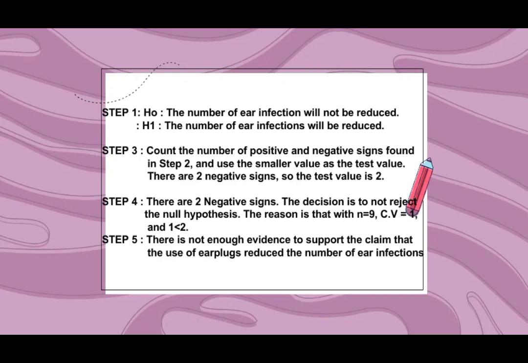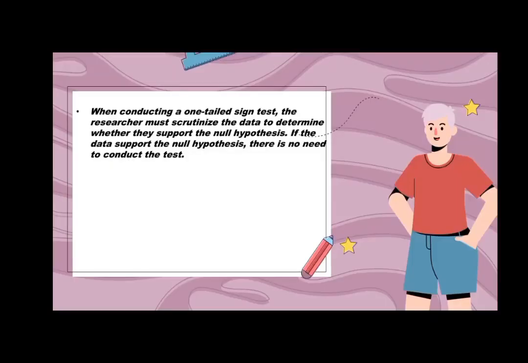For step 3, we have to count the positive and negative signs found in step 2, which is the table, and use the smaller value as the test value. There are 2 negative signs, so our test value is 2. In step 4, the decision is not to reject our null hypothesis. The reason is that n is equal to 9 and the CV is equal to 1, and 1 is less than 2. So in step 5, there is not enough evidence to support the claim that the use of earplugs reduced the number of ear infections.